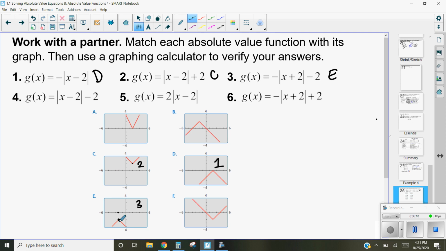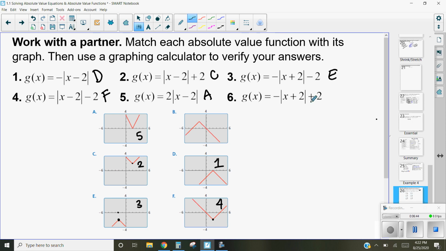Now 4 shifts 2 down and 2 to the right. So shifting 2 down and 2 to the right puts us here at F. So 4 is F. 5 has us shift to the right 2, but it gets skinnier. And so that one will leave us with A. And so A is 5.